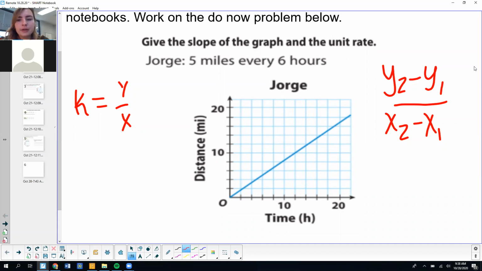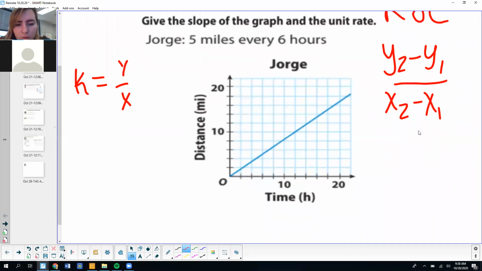I'll write the rate of change formula on top of it. This is the rate of change formula, or the slope formula. They're kind of like the same, but I think it causes a lot more work. So to make it easy on yourself, since it's a proportional relationship, we're just going to use y over x. We're going to find the change in y over the change in x.